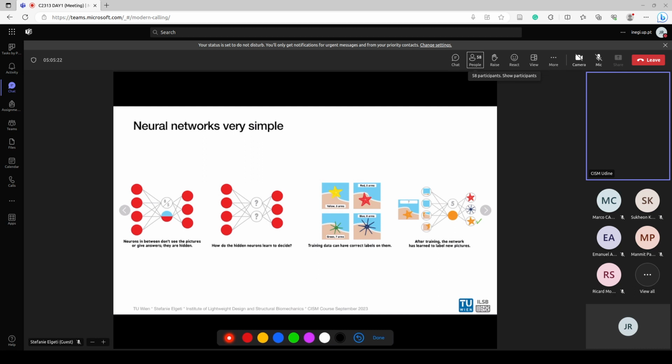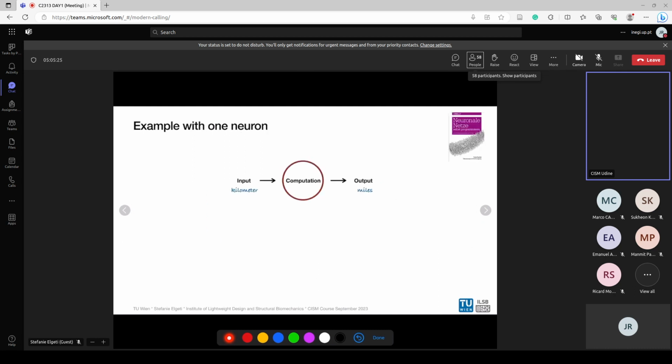So that was neural networks for babies. I just thought it was really cute. I wanted to show you.